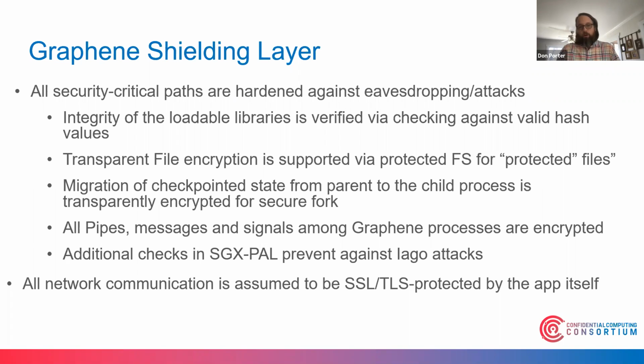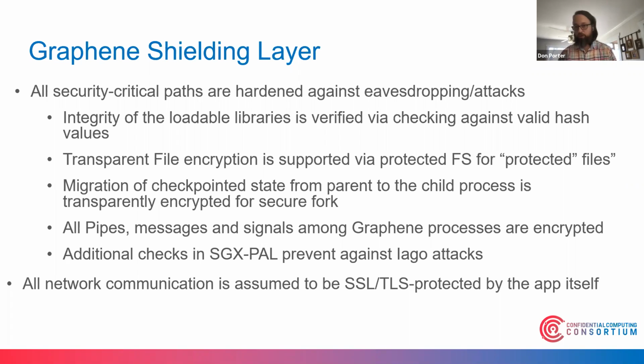TEE. For files that you want to protect, we can do transparent file encryption using standard file system interfaces like open, read, write, and close. And this can be application transparent. One feature of Graphene's design is that everything is pretty much implemented in user space, including things like fork and multi-process abstractions like System V IPC.